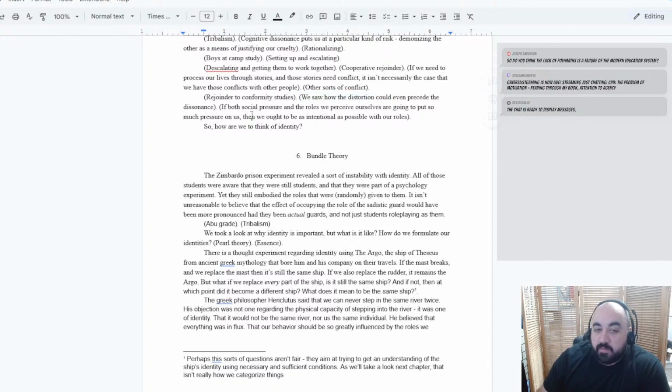If both social preferences and the roles we perceive as ourselves are going to put so much pressure on us, then we ought to be as intentional as possible with our roles. And so we are saying that social pressure and our roles are going to distort our very perception of reality in a way that is invisible to us.